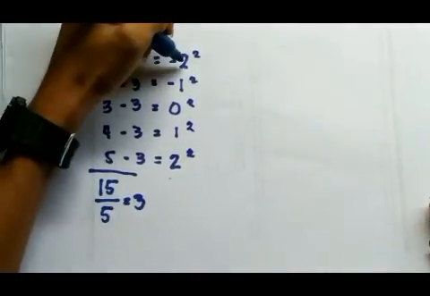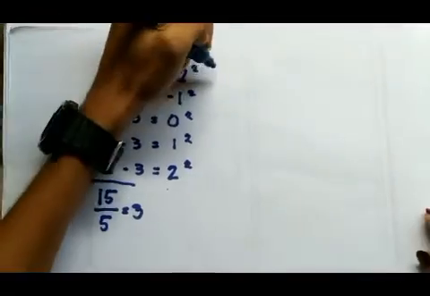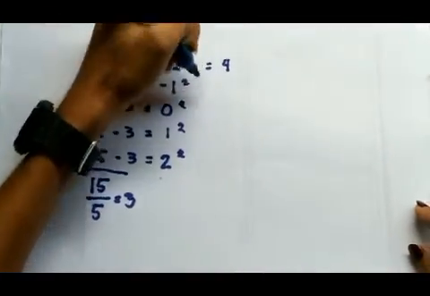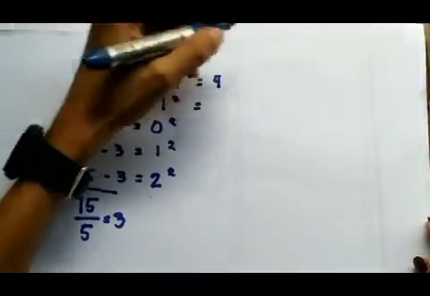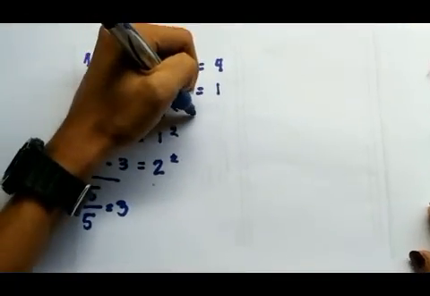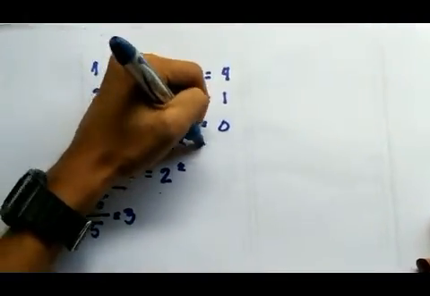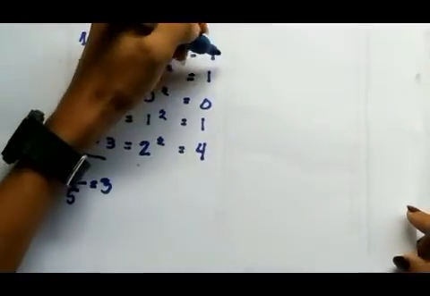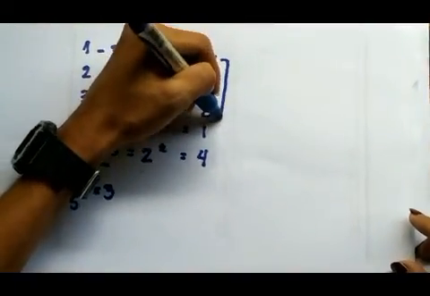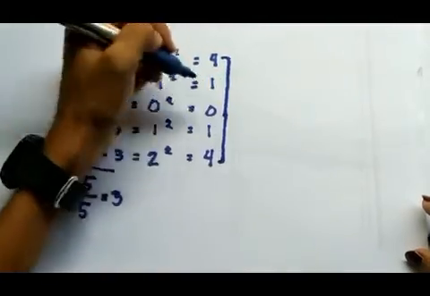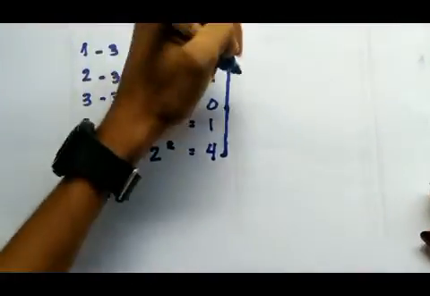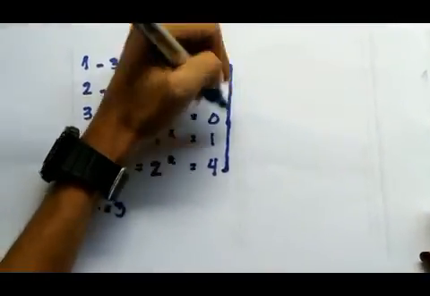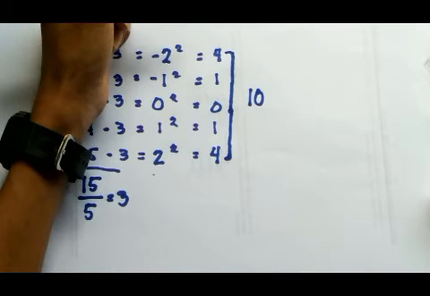So the square of negative 2 is equal to 4. The square of negative 1 is equal to 1. Square of 0 is 0. Square of 1 is 1. The square of 2 is 4. The next step we're gonna do is to add these 5. So 4 plus 1 plus 0 plus 1 plus 4 is equal to 10.